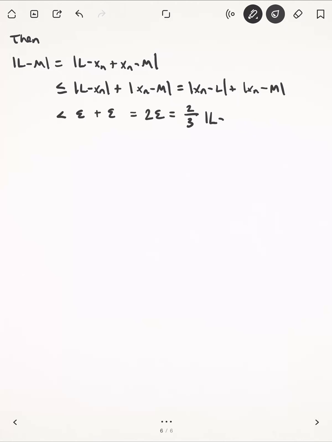Which is indeed equal to 2/3 times the absolute value of L minus M, which means the absolute value of L minus M is strictly less than 2/3 times the absolute value of L minus M, and this is a contradiction, so L equals M. It must be the case. And so the limits of a sequence are unique. Okay.